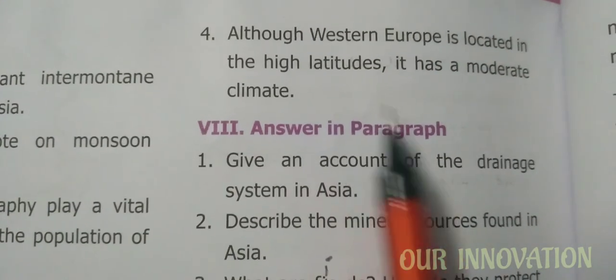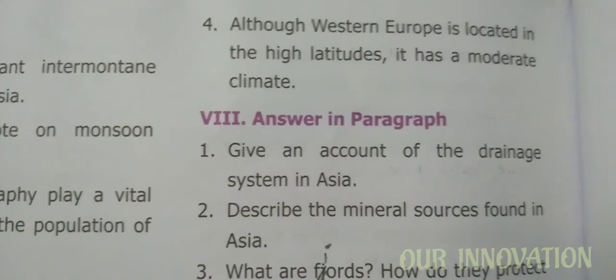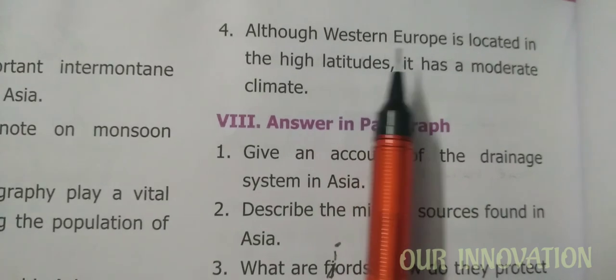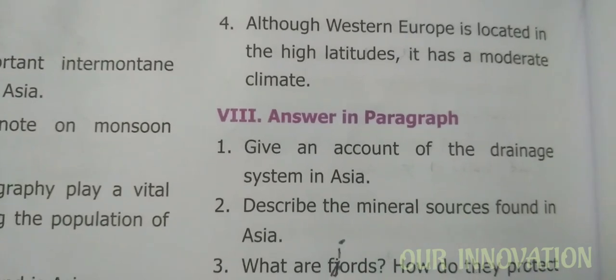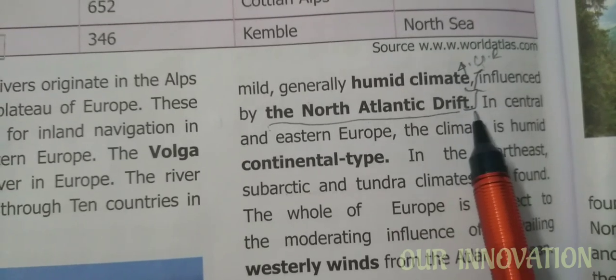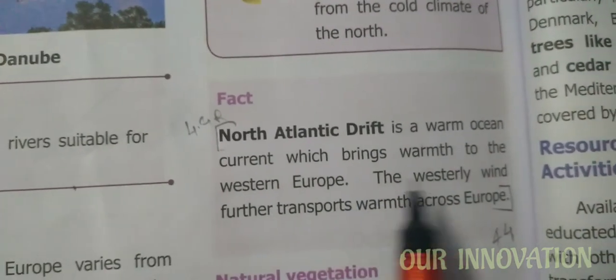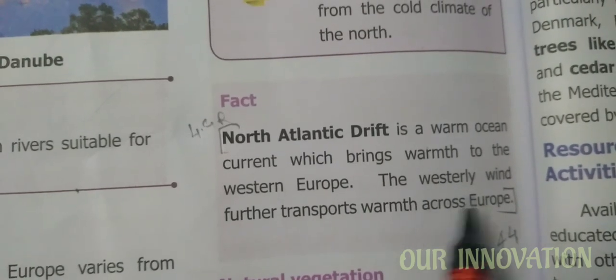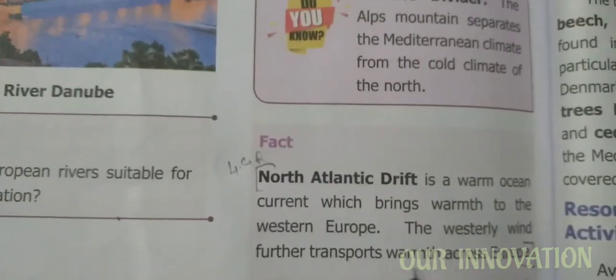Fourth give reason. Although Western Europe is located in high latitude, it has a moderate climate. Why? You have to write the answer. Although Western Europe is located in high latitude, it has a moderate climate because it is influenced by the North Atlantic Drift. Idu varai kuladunga, again neenga North Atlantic Drift na enna nu eludhunga. North Atlantic Drift is a warm ocean current which brings warmth to Western Europe. The westerly wind further transports warmth across Europe. So, this is the fourth answer. In the points eludhittu, idu kooda continue pannikonga.